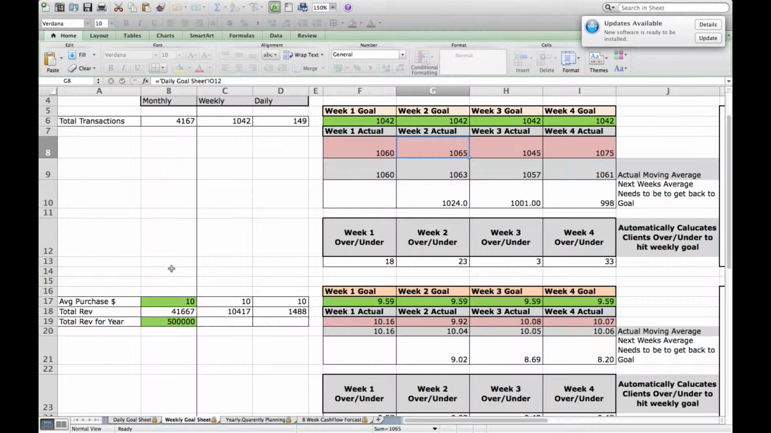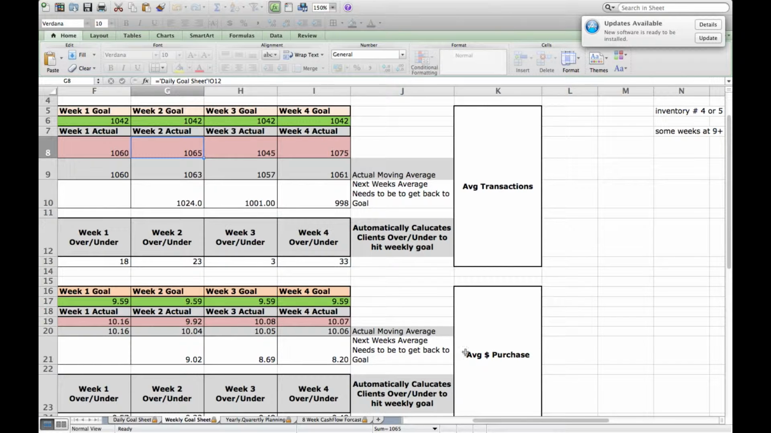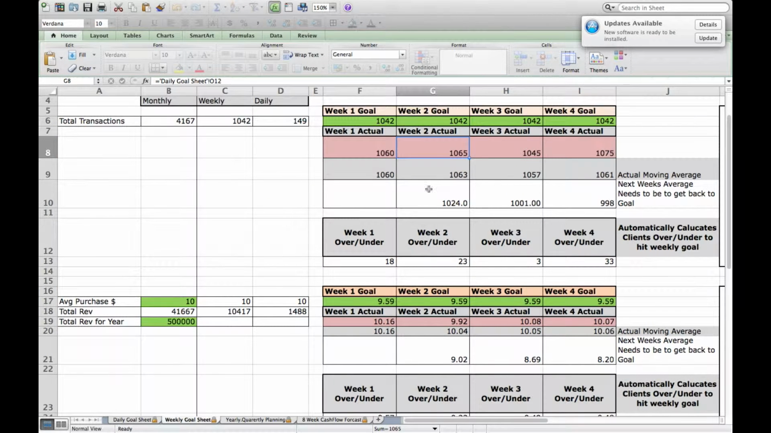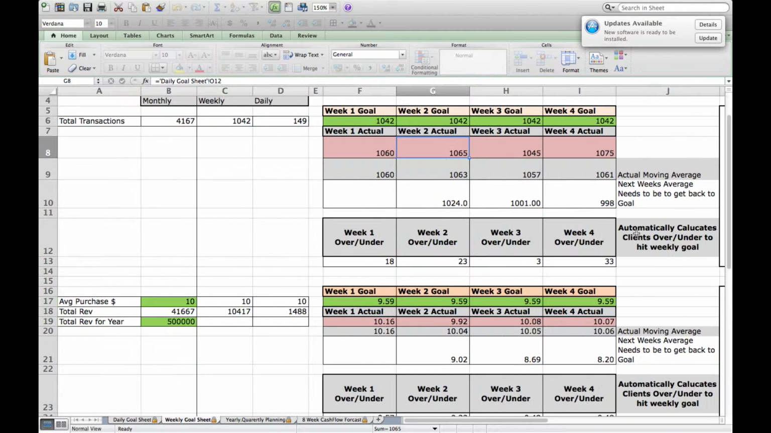And the two primary things that drive that for your cousin's restaurant would be your average dollar purchase, right down here, and your average transactions. So these two spreadsheets we're about to go over, the weekly and the daily goal sheet, are going to cover both those things and give you a way of monitoring that.